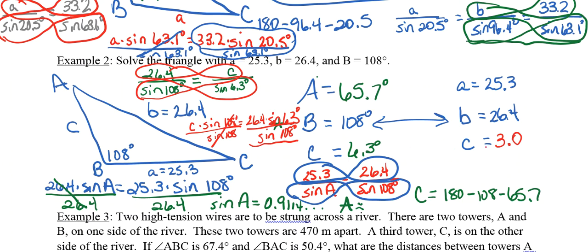So again, look at your numbers. Smallest angle is across from the smallest side, largest angle is across from the largest side, middle angle is across from the middle side. So we're good to go with our answers.